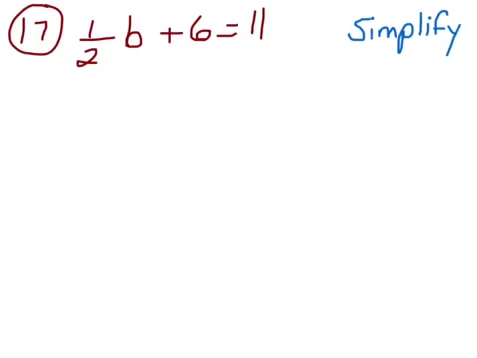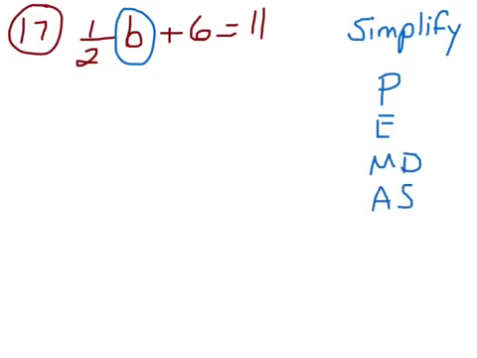Now, okay, so then I go, all right, is b by itself? No. It's got a half multiplied by it, and it's got a plus 6 on it. How am I going to know what to do first? PEMDAS backwards. When we simplify, we do PEMDAS in order. When we solve, we just go backwards. It's kind of like undoing something somebody did.